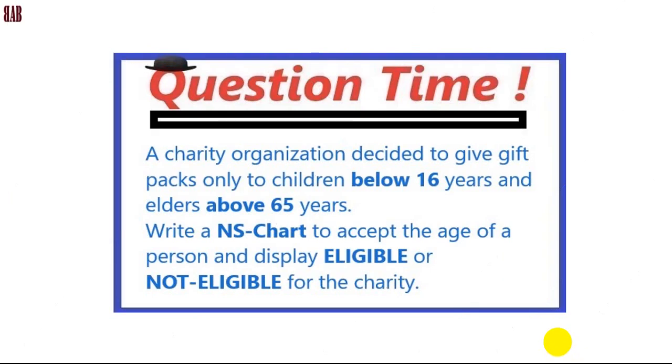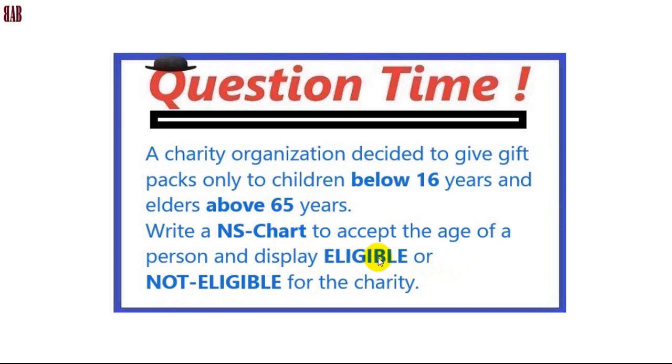Okay, here's another question. This time, a charity organization decided to give gift packs only to children below 16 years and elders above 65 years. So, two categories of people the charity organization is going to give gifts: below 16 years and adults who are above 65. So, we are supposed to write an NS chart, accept the age, and say eligible if that person is eligible to accept the charity. Otherwise, we have to say not eligible.